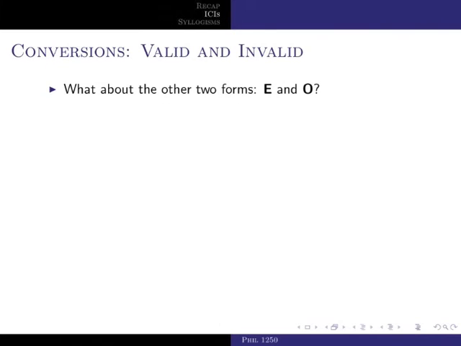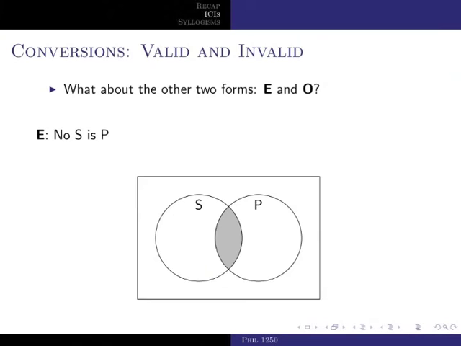So far we have that conversion for I is valid, but conversion for A is invalid. What about the 2 remaining forms, E and O? Let's deal with E first. So E is a proposition of the form no S is P, and its converse is no P is S. We already know that the diagram for E is obtained by shading area 2. That is, that S and P have no members in common.